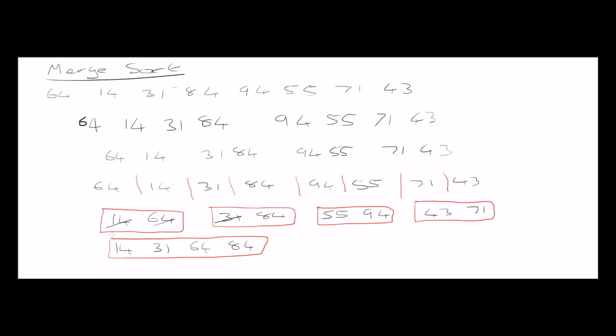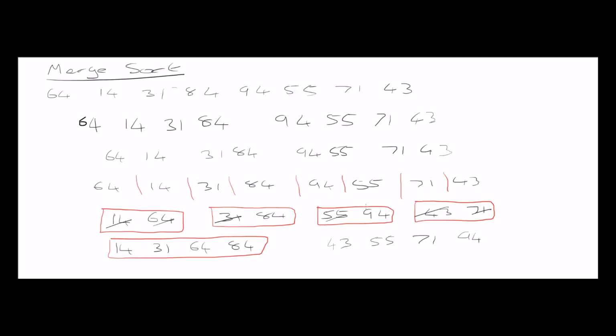What I'm now going to do is do the same thing with the next 2 sublists with 2 elements in. So first of all I compare the first 2 elements, so 55 to 43, and I put 43 first because that's smaller than 55, and we cross that off. And then I compare 55 to 71, and I can see that 55 is smaller, so I write 55 next and cross that off. Then I compare 94 to 71, and I can see that 71 is smaller, so I put that next, cross that off. And 94 is our last element left over, so I can write that down at the end of the list.